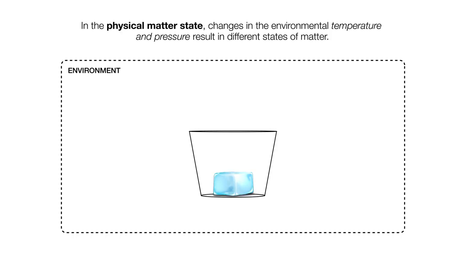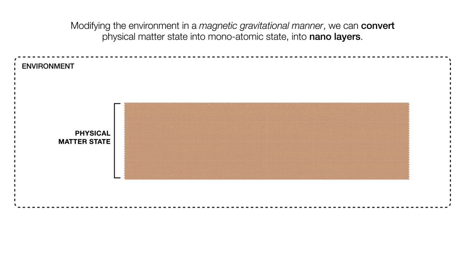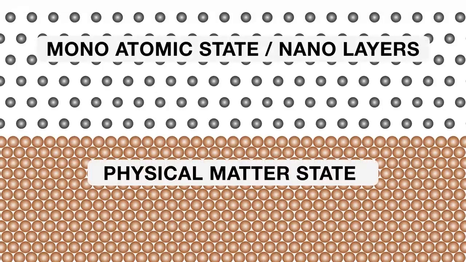In the physical matter state, changes in the environment, temperature, and pressure result in different states of matter. Modifying the environment in a magnetic gravitational manner, we can convert physical matter state into monoatomic state, into nano-layers. So you see the physical matter, and there are the monoatomic state nano-layers.